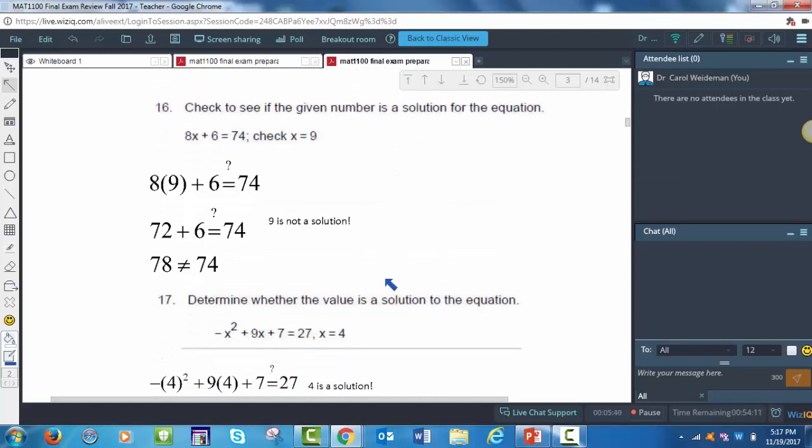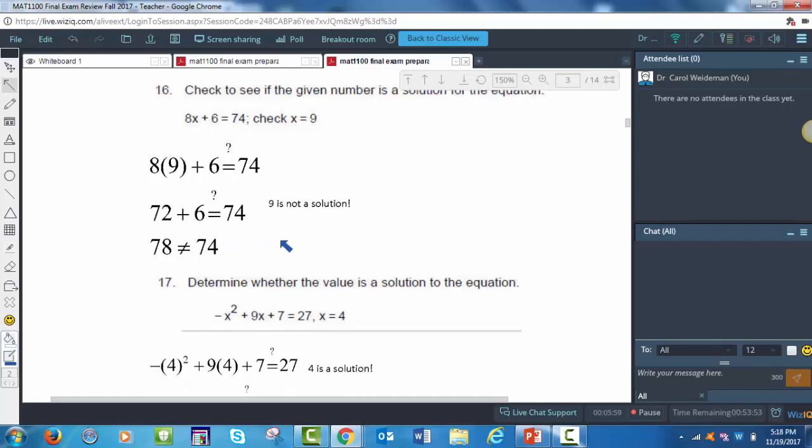Check to see if the given number is a solution for the equation. We have 8x plus 6 equals 74. Check, and we want to know if 9 is a solution. So I'm going to replace x with 9. 9 times 8 is 72 plus 6 is 78, does not equal 74, so 9 is not a solution.